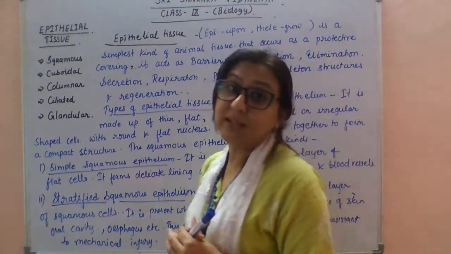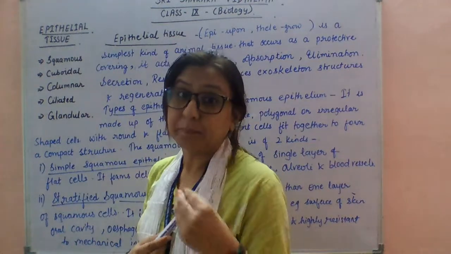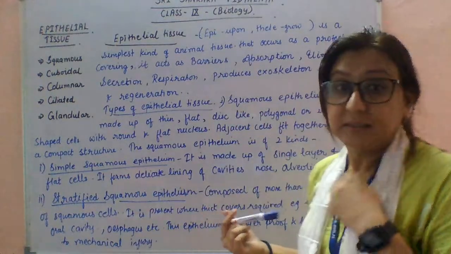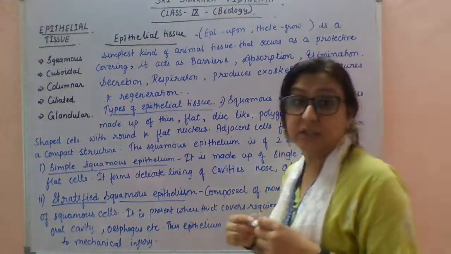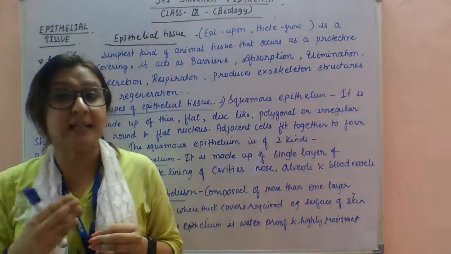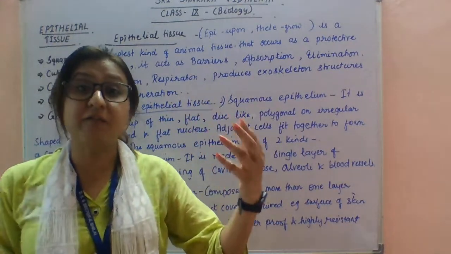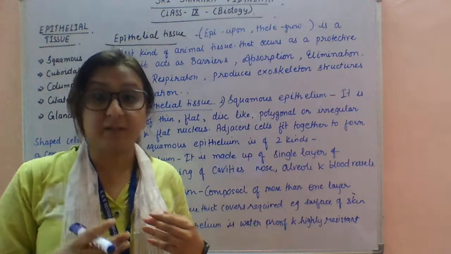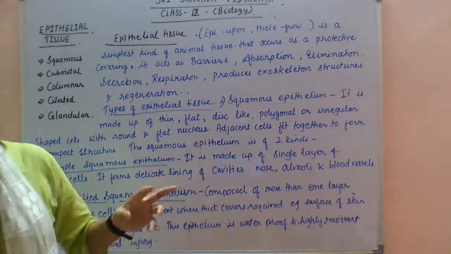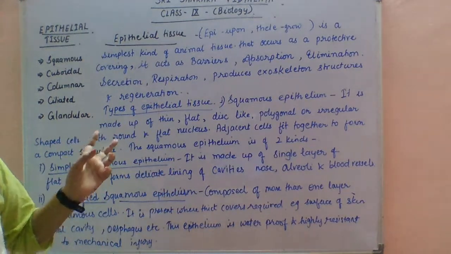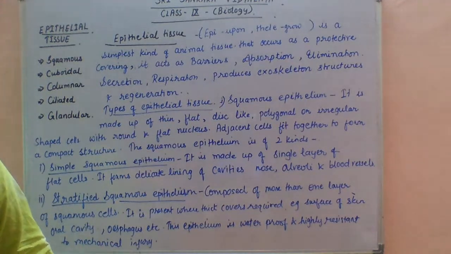Next, it produces exoskeleton. Exoskeleton means the outer structure like scales and hairs. Next, regeneration. Regeneration means the cells have the power to regenerate themselves. If there is any wound, after some time it automatically heals up. That is the power of regeneration. So these are the things where it helps.